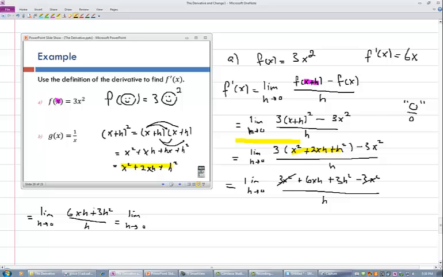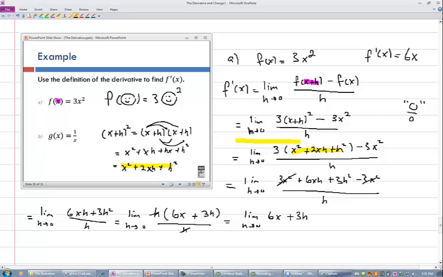And what we can do, or as you were trained, we can pull out what they have in common. And I'm just going to pull out the h, because you'll see why here in a minute. And I get 6x plus 3h, all divided by h. And again, the h's, well, I shouldn't say again, but here something else is going to cancel, so the h's are going to cancel. And so then this is going to equal the limit as h goes to 0 of 6x plus 3h.